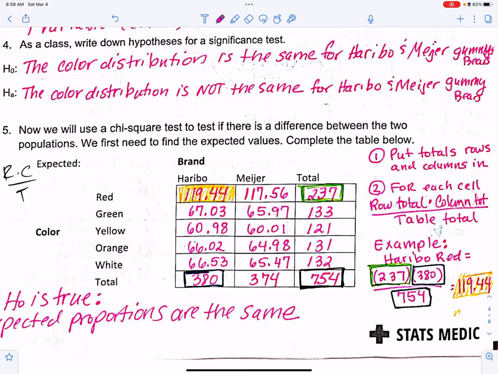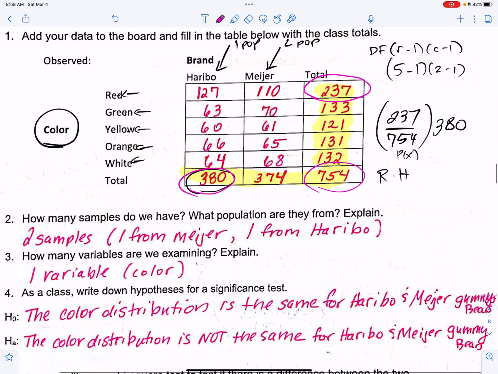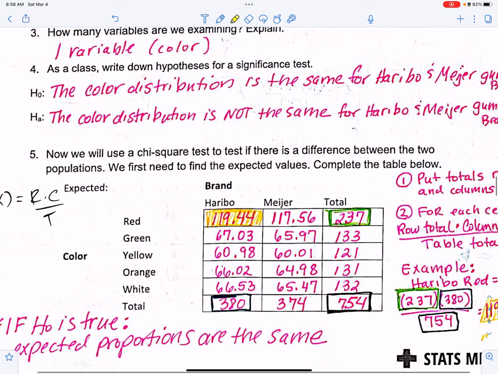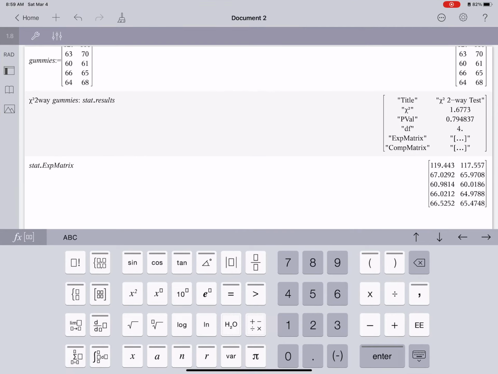Okay, so that's expected. You also need your component matrix, because remember in the chi-square goodness of fit, you have expected minus observed squared divided by expected. So here we would have 127, which would be this one here, minus 119.44 squared divided by 119.44. And then, of course, you would have to do that for all 10 cells. But on the calculator, it's already done it for us.